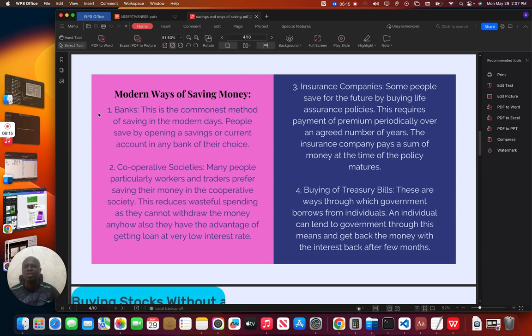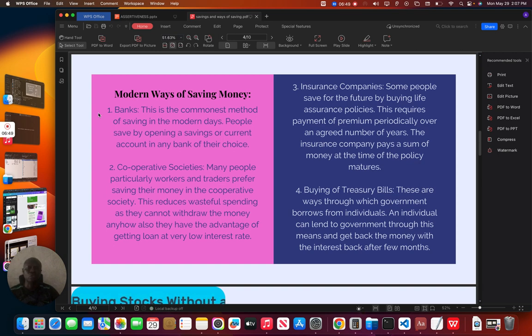Then the second way is through cooperative societies. In some workplaces, in our society, those workers can have cooperative societies. Many people, particularly workers and traders, prefer saving their money in the cooperative society. This reduces wasteful spending as they cannot withdraw the money anyhow. Also, they have the advantage of getting loans at very low interest rates.